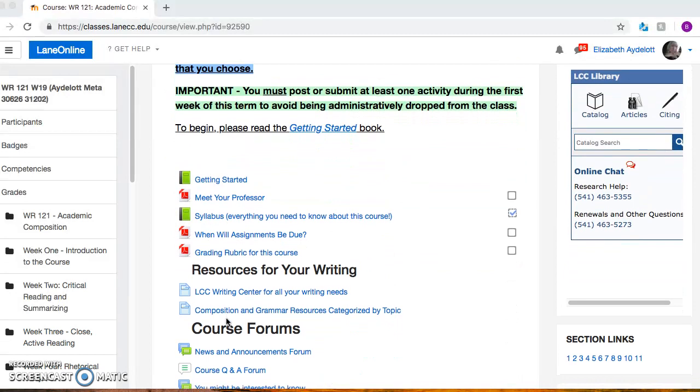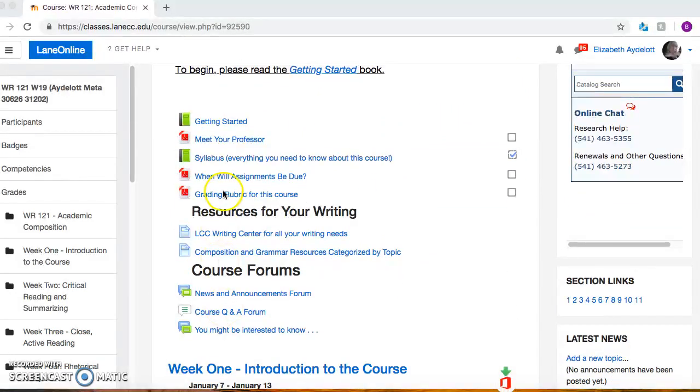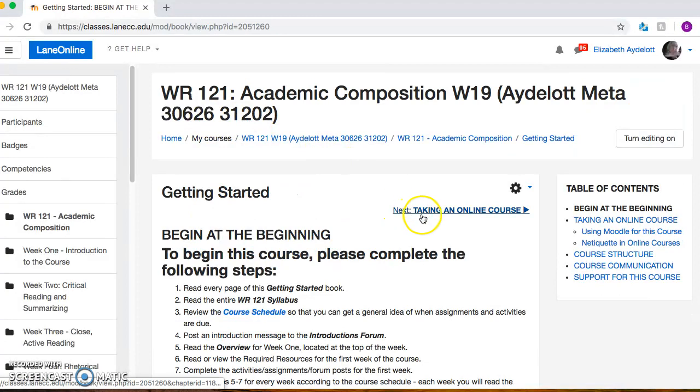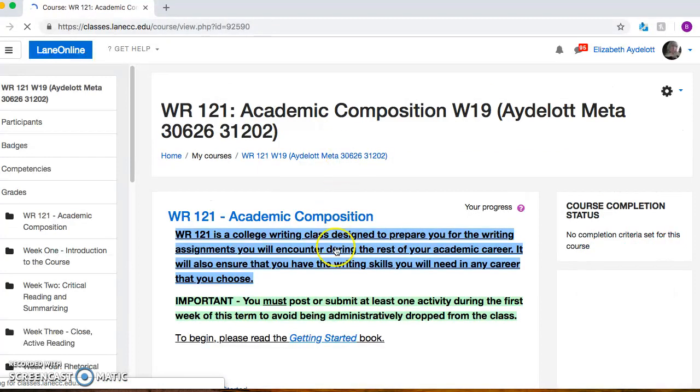Let me walk you through some of these introductory things that I hope you read before you get started. I think this will answer most of your questions. The Getting Started book is mainly about Moodle. It's talking about taking an online course, how to use Moodle, what we call netiquette instead of etiquette, what kind of language we want here, respect always. Then the course structure, course communication, and the support you can find in terms of the Writing Center and all the accommodations that will be available.